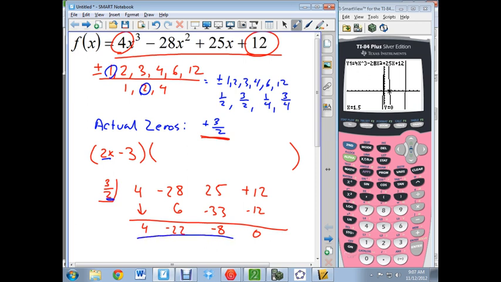Now remember, with synthetic division, since I had this 2 on the bottom of the numbers, this is not my actual answer. I have to divide these numbers by 2. 4 divided by 2 would be 2x squared. 22 divided by 2 is minus 11x. And negative 8 divided by 2 is negative 4.